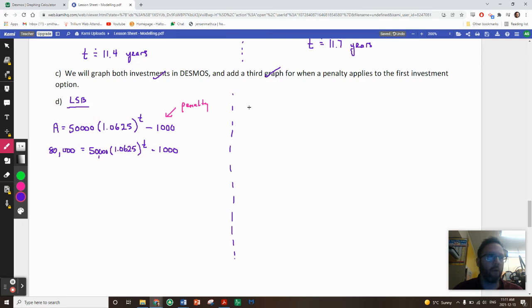And of course, for the other guy, the mutual fund, Northern Equity Mutual Fund, there is no penalty for this guy. 1.03 to the power of 2t. And we're setting this one equal to 80,000 and seeing when it reaches.